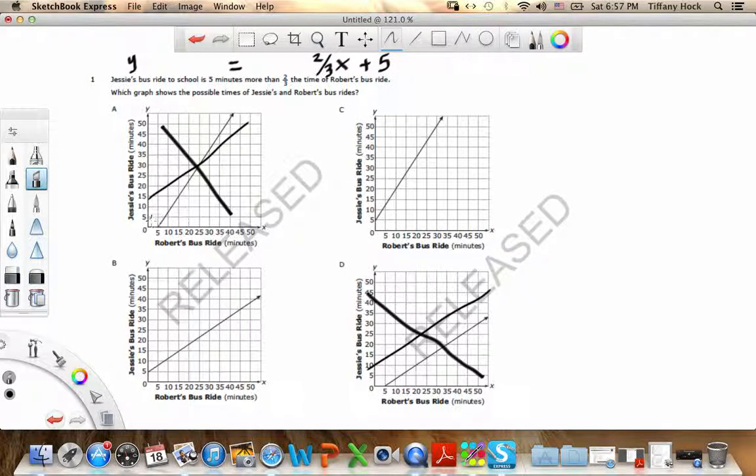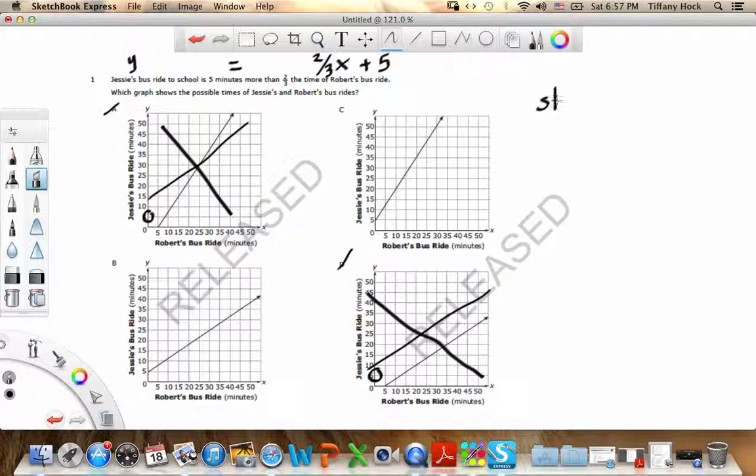Remember, the y-axis is where the y-intercept should occur, right here and here, and that's not the case on either A or D. So we're down to B and C. D and A are no good. To decide from here, we're just going to look at the slope, which is 2/3.